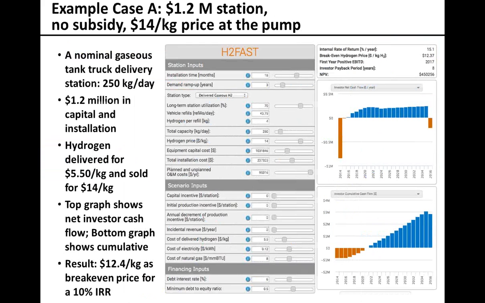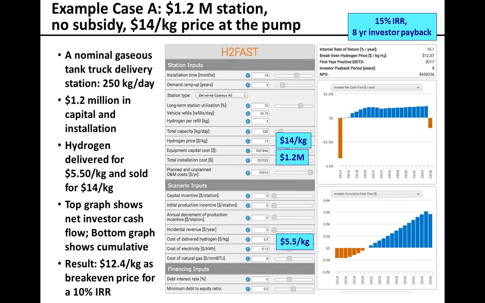Okay, so now we have a couple examples. In this first case, the example inputs are shown in the bullets on the left. This is for a 1.2 million station. Click one more time, you can see where we put these inputs. There's capital and installed costs, adding up to 1.2 million. And here we're assuming that the cost of the hydrogen delivered to the station in a gaseous tank truck is $5.5 per kilogram, and we're selling it to vehicles at the pump for $14 per kilogram. If those are our inputs, the values on the right, the graphs and the single value results at the top, are our results. For this particular set, we would have a 15% internal rate of return and an 8-year investor payback. So that's example case A.